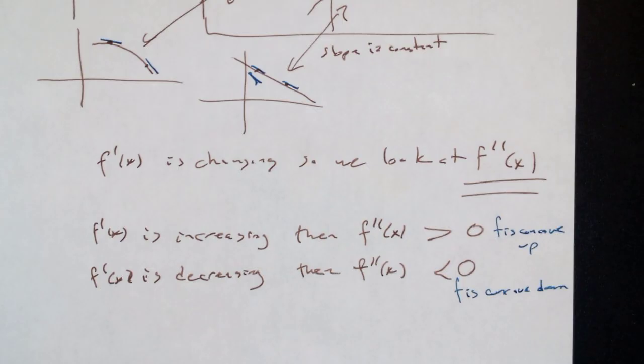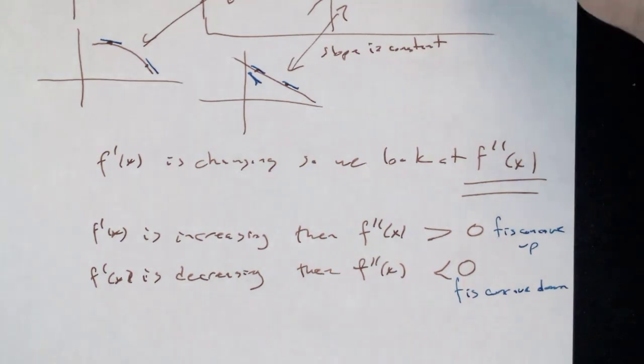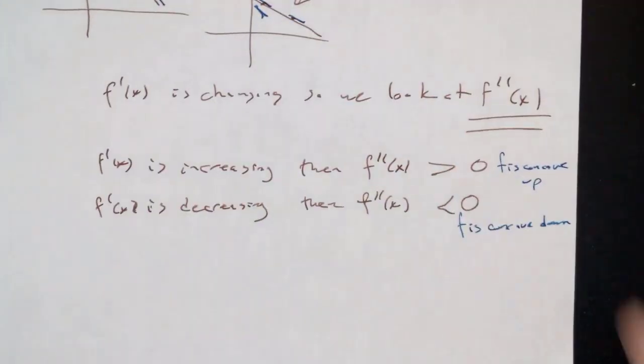So when my second derivative is positive, I have a concave up original function. I have an increasing derivative. If my second derivative is negative, I have a concave down original function, and I have a decreasing derivative.